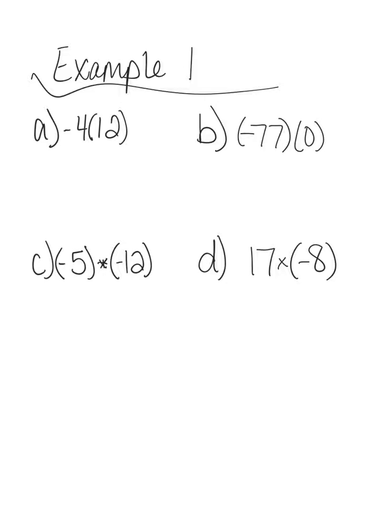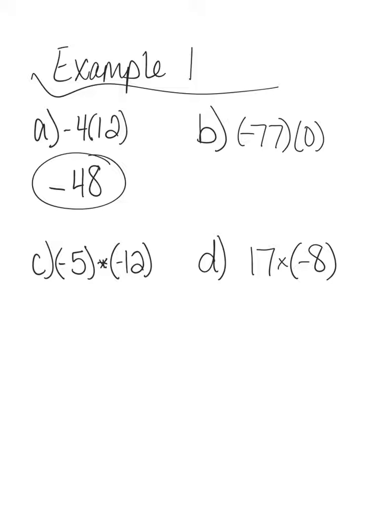Example 1, multiply. For question A, we've got -4 times 12. So the first thing I can look at is, I know that I'm taking a negative times a positive, and the rules state that a negative times a positive has a product that is negative. So in this case, I can just already denote that it's a negative, and then I just need to multiply 4 times 12, which is 48. So therefore, my final product is -48.